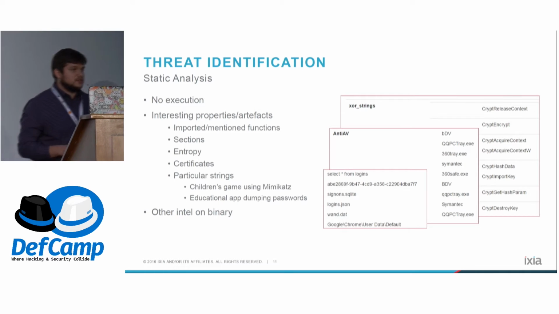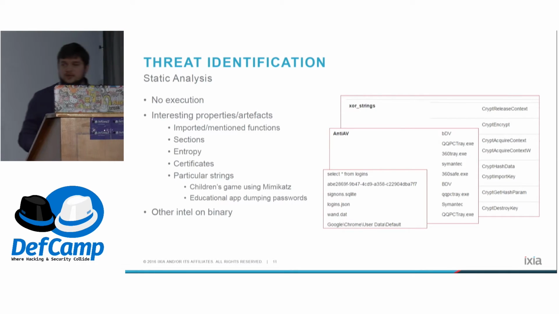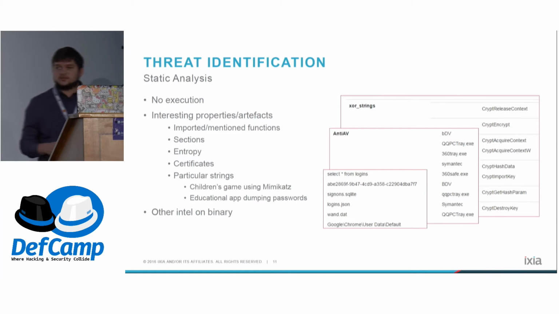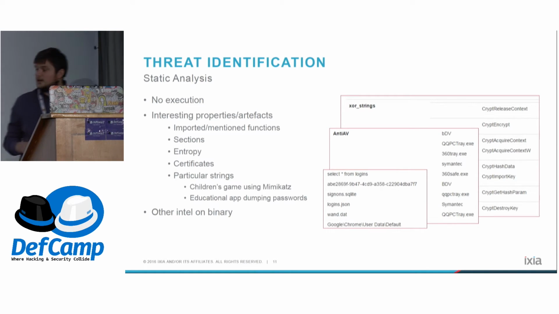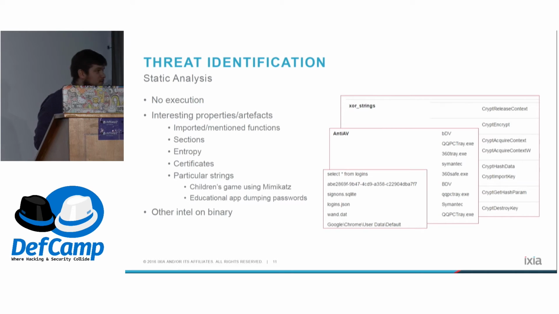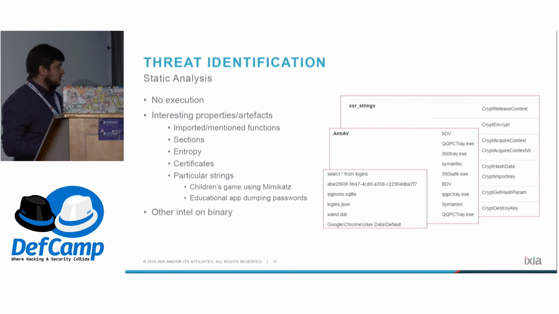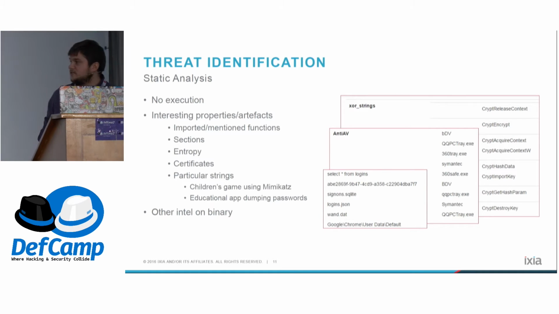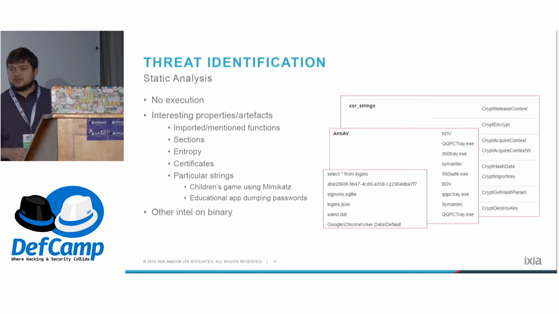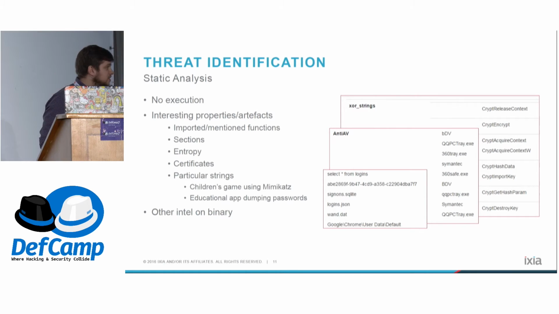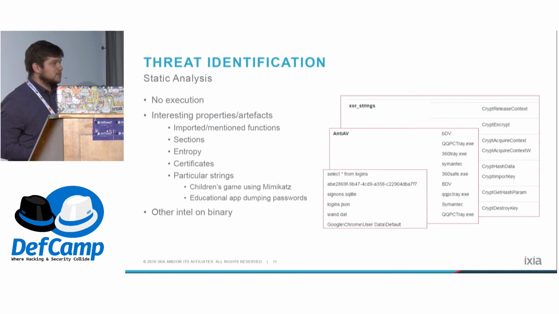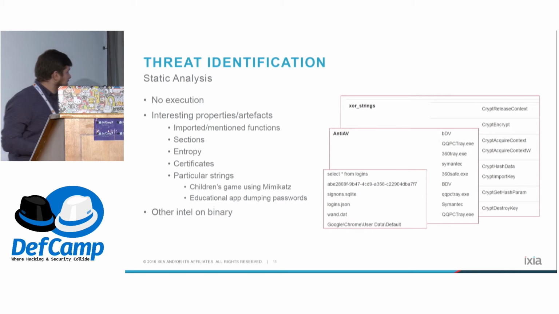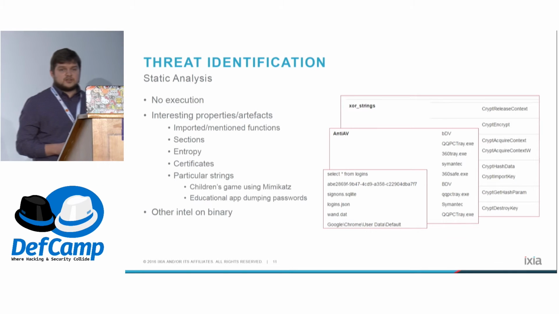Part of this is done by static analysis. If you're unfamiliar with it, it's static analysis because we're not executing malware. We're simply looking at it as a long byte string and trying to search for interesting artifacts. Okay, so we have function names, sections, entropy, certificates, all sorts of stuff. Interesting strings. So if I find a children's game and find the string Mimikatz inside, I won't assume it's the name of a character in the game, right? And you try to gather as much intel as you can from the binary.